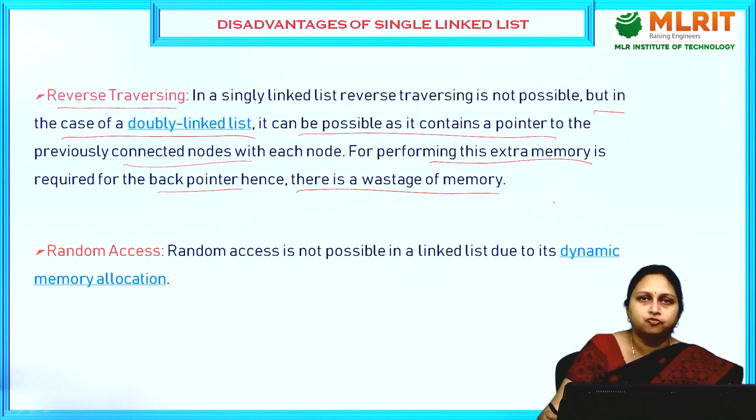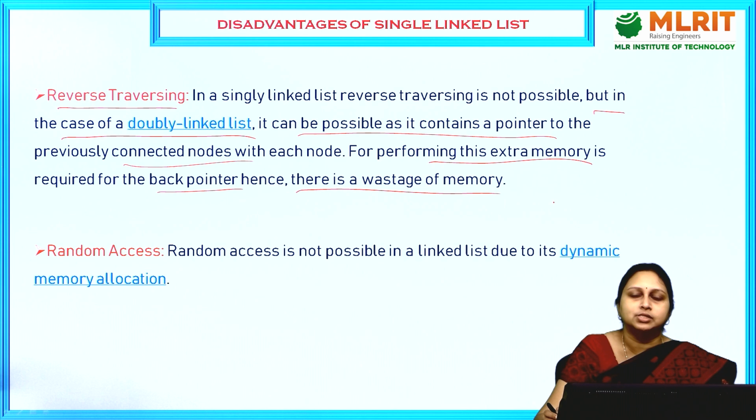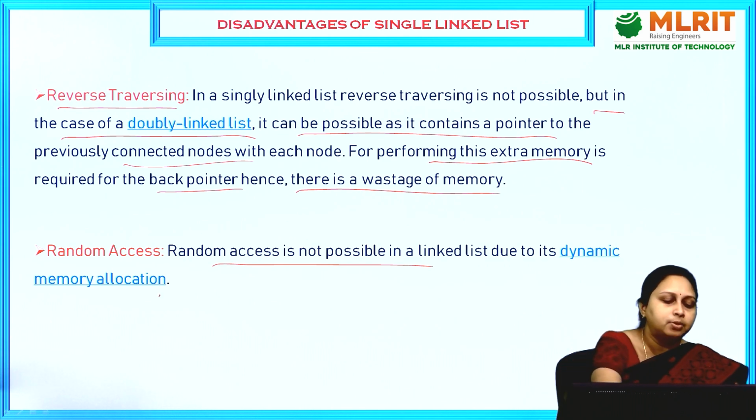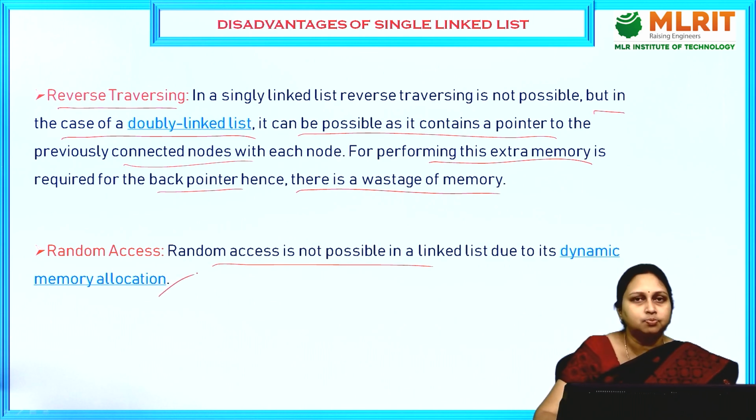And because of backtracking or back pointer moving, we need to use one more extra memory space. Because of that, this may be one of the disadvantages you are going to find with the linked list. And random access is not possible in the linked list due to dynamic memory allocation, as we have seen in the previous example also. Okay, these are the disadvantages of single linked list.